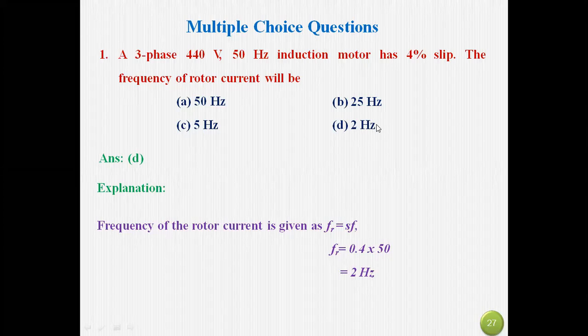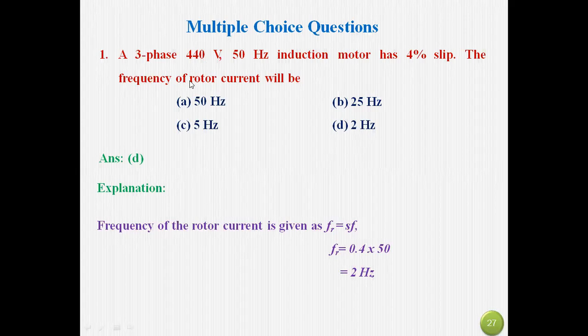There is a question like: a three-phase 440 volt 50 hertz induction motor has a 4% slip. The frequency of rotor current will be? We are denoting frequency by the letter F. We are supposed to derive the frequency of the rotor. You will get confused if there is a question like this, because the frequency is already given, but this frequency is the supply frequency of the induction motor, and you are supposed to calculate the frequency of the rotor.